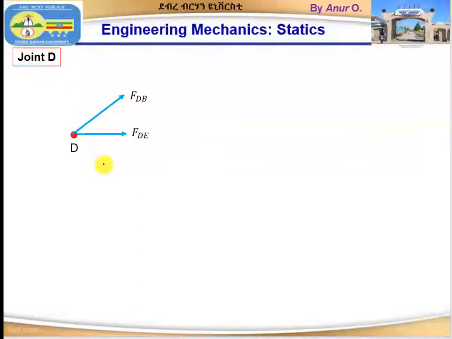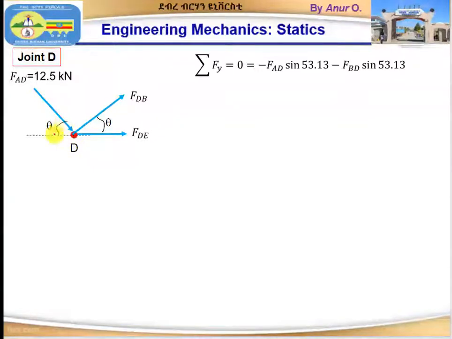The forces: force DE, and DB with theta, and force FAD. Force FAD, if you remember, it was negative 12.5 kN. Therefore it is compression force, which means it acts toward the joint, so the direction arrow is toward it, and it is known. Therefore summation of force in the y direction is equal to 0 for joint D to be in equilibrium, so minus FAD sin 53.13. FAD resolved gives this kind of force. This is minus FAD sin 53.13 because this force is acting in the negative y direction, minus FBD sin 53.13.